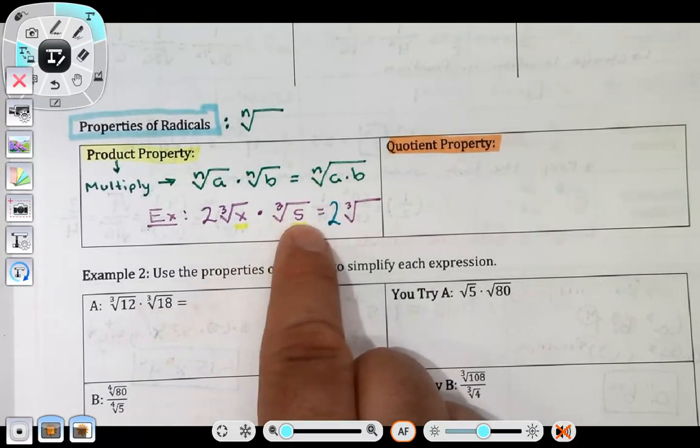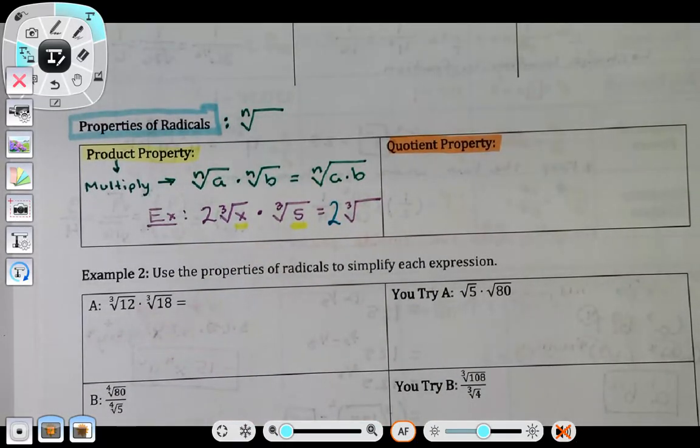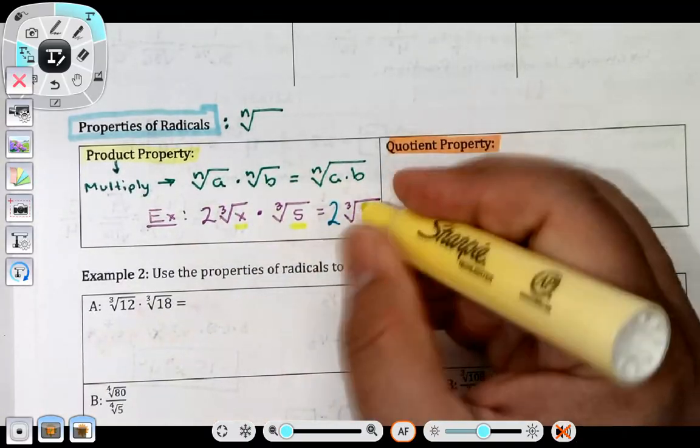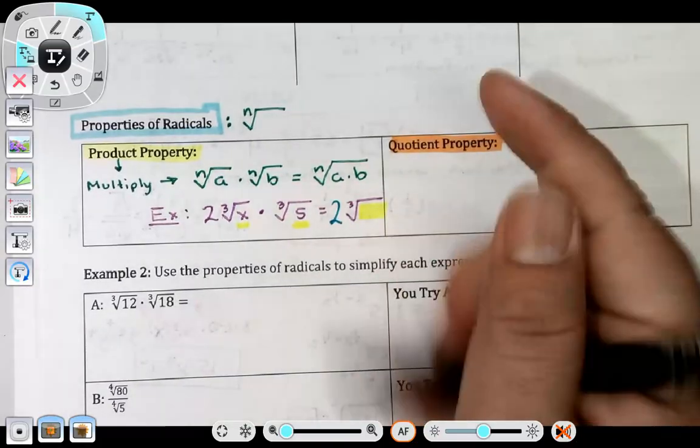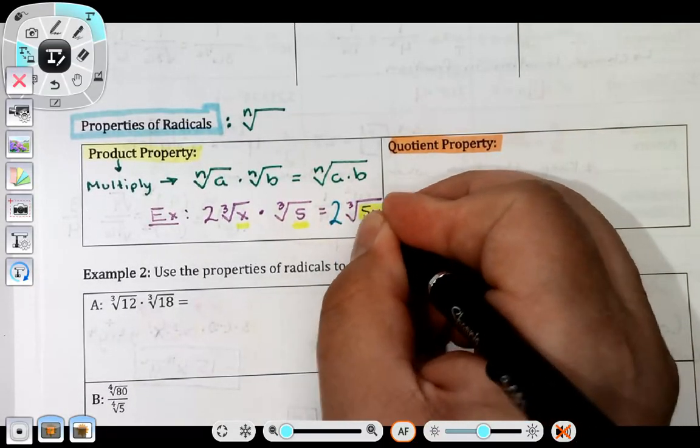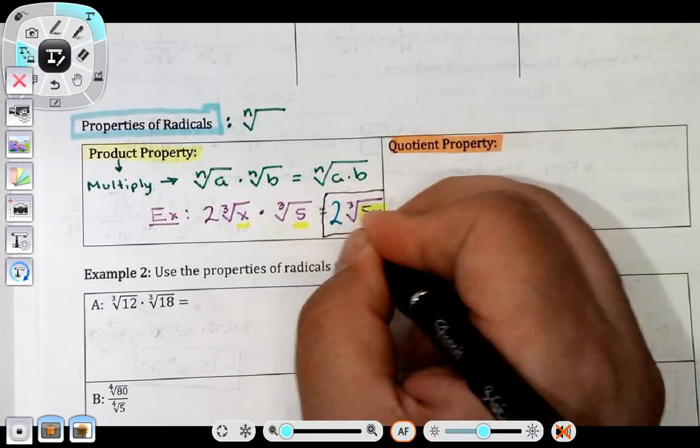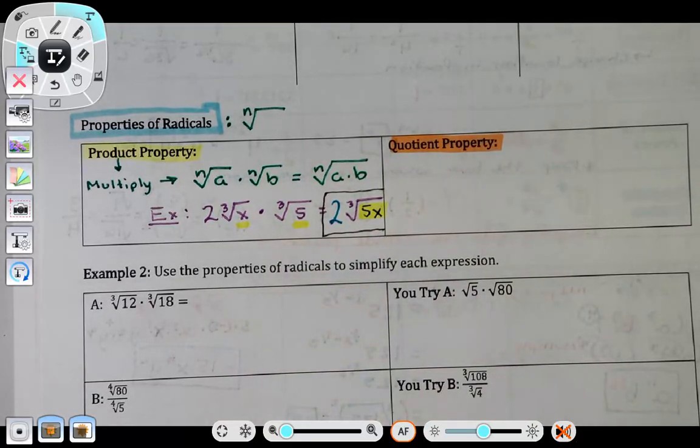So now I can work with the inside. And on the inside, we have x times 5, well, what's x times 5? That's it, I'm done. Because I can't really do anything else with this. That would be my answer. I multiply inside numbers with inside values, outside values with outside values, but they never kind of mix.